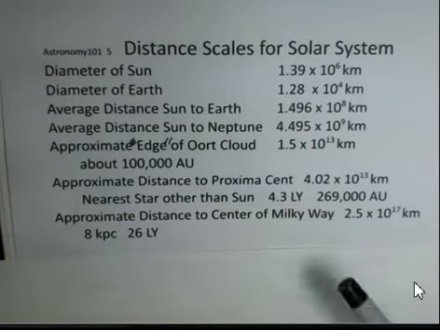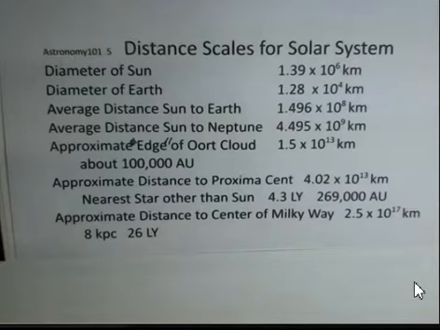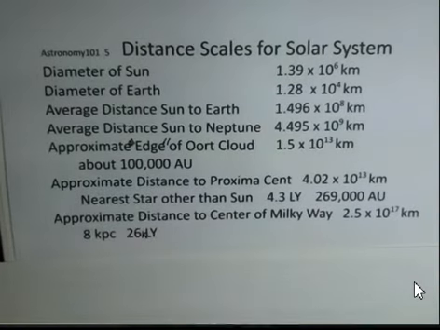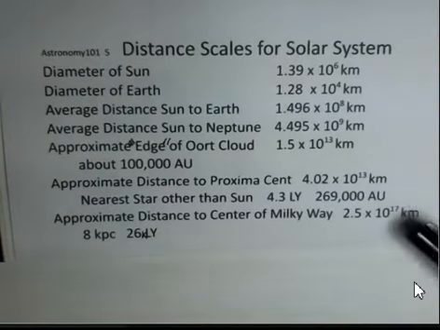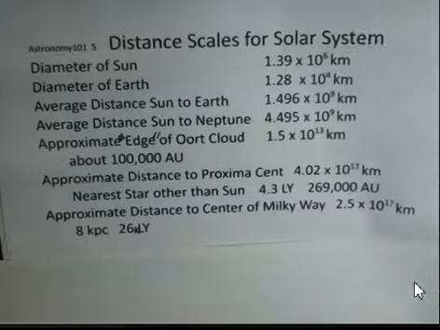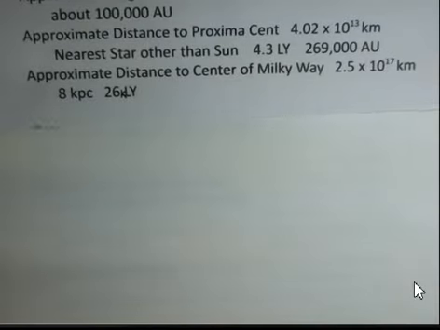And then approximate distance to the center of the Milky Way, rough estimate 8 kiloparsecs, 8,000 parsecs, 26,000 light years. And in terms of kilometers, we're getting up to 10 to the 17th kilometers. If you need help with powers of 10, please watch my video on powers of 10 or scientific notation. Okay, let's get into some scales here.